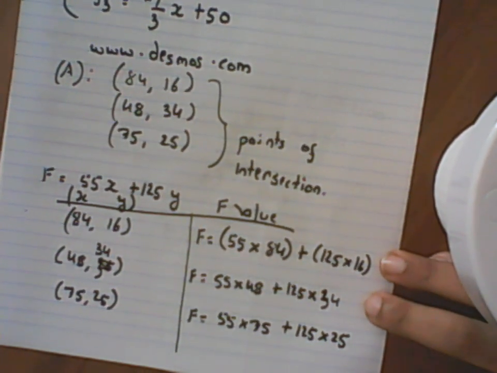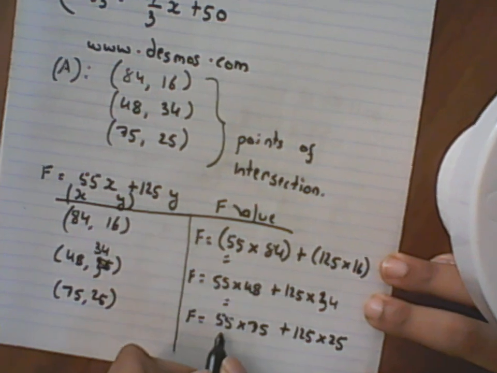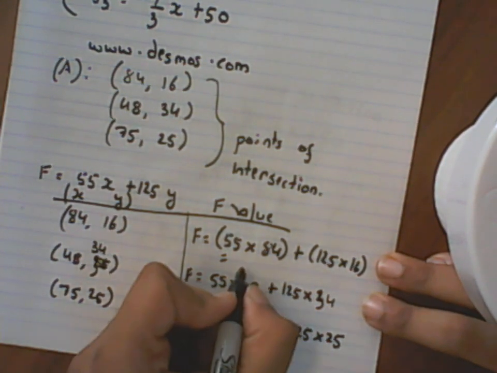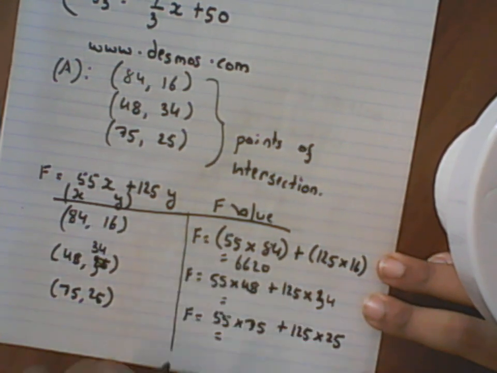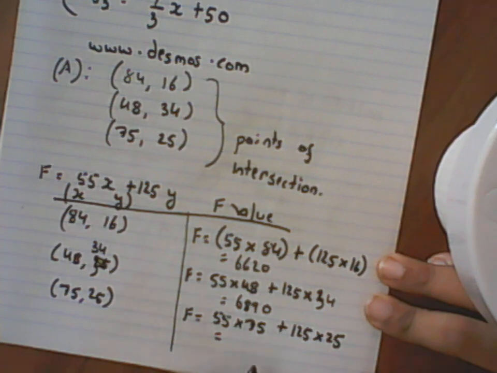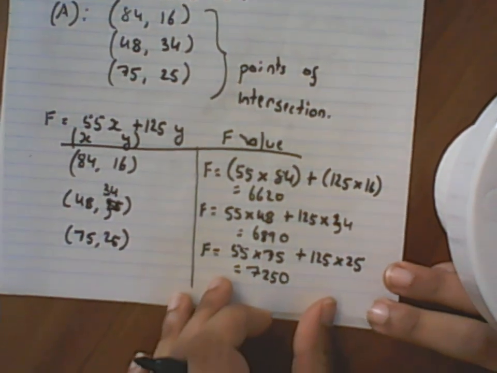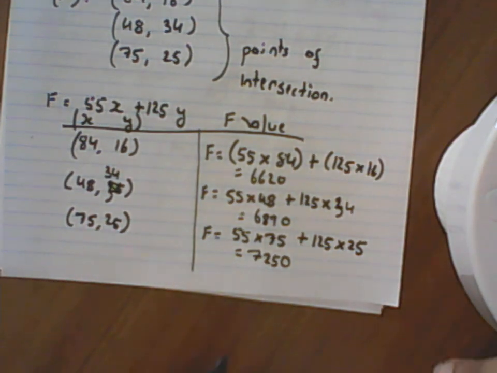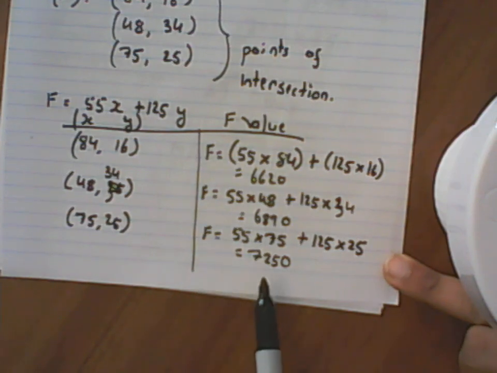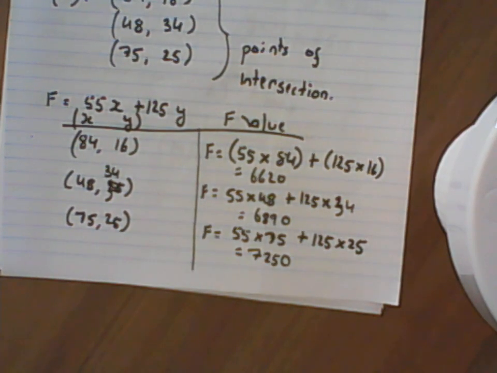Put this in your calculators and you'll be getting your different f values. You can pause the video if you want and then do it yourself, or just take a look at these numbers. So this is going to give me 6620. This one's going to be, I think, 6890. And this one's going to give me 7250. So this is very, very important right now. If you take a look at these three numbers, that is 6620, 6890, and 7250, they are the values of the function.